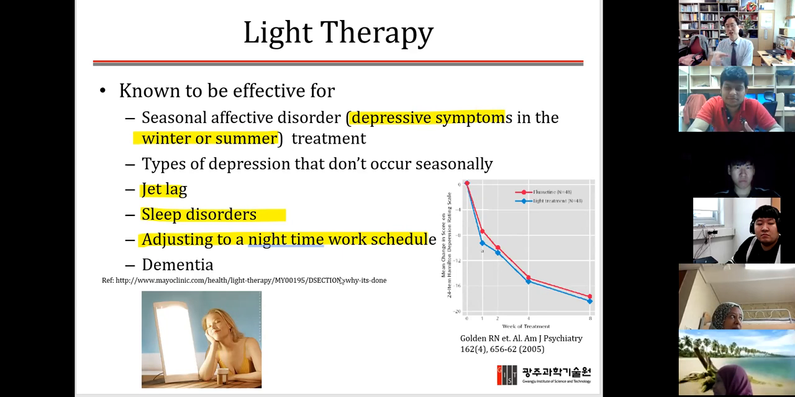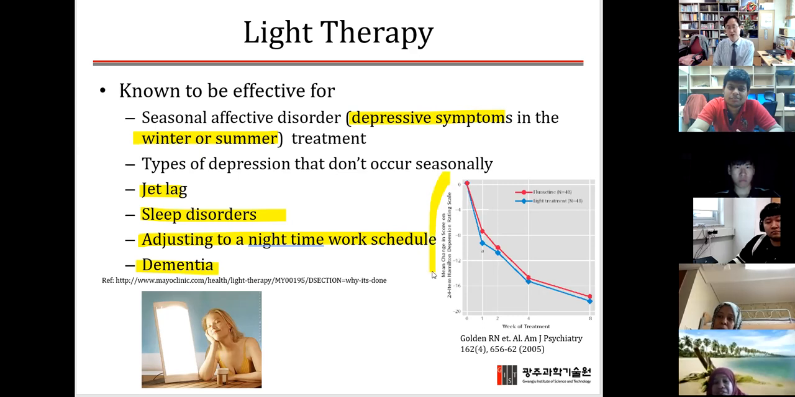So whenever there was a change between day and night, it was really difficult for me to adjust myself to working at night. But giving the light can help for this nighttime work schedule. And also, this light has been shown to give an advantage for dementia.